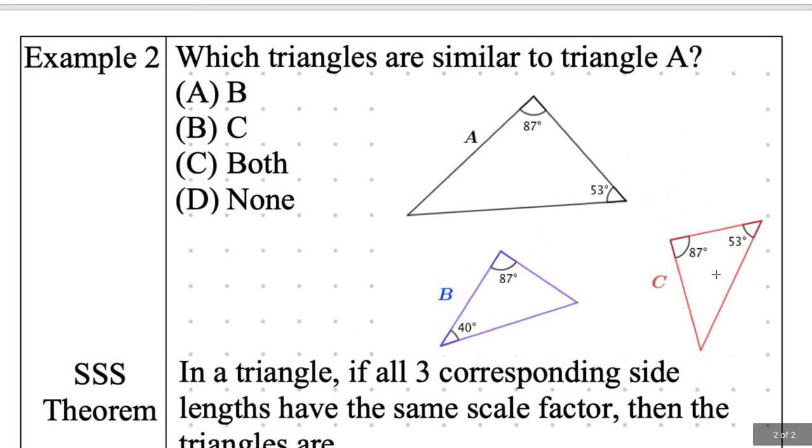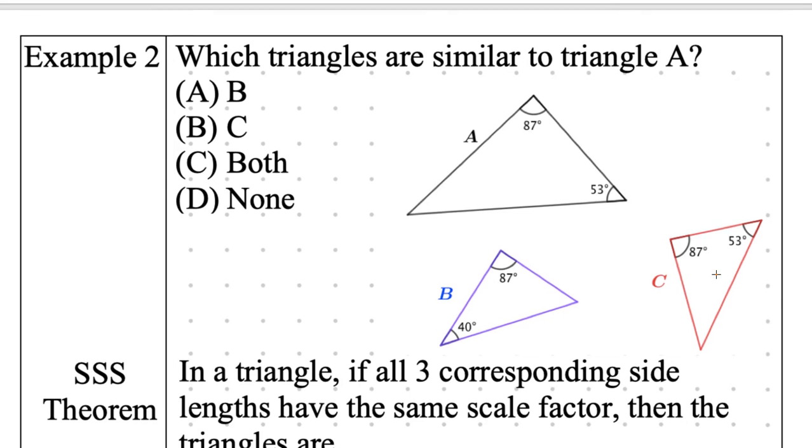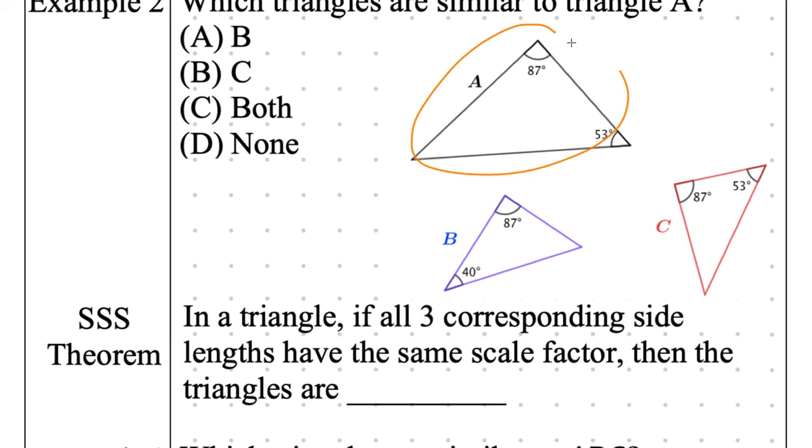Everyone is on the backside with me. Which of the triangles are similar to triangle A? So we start with this black triangle, and I'm given a blue and a red triangle. Okay, I'm going to give you this hint. It helps to find all three of these angles. So I can always find this third angle. Let's go ahead and do that right now.